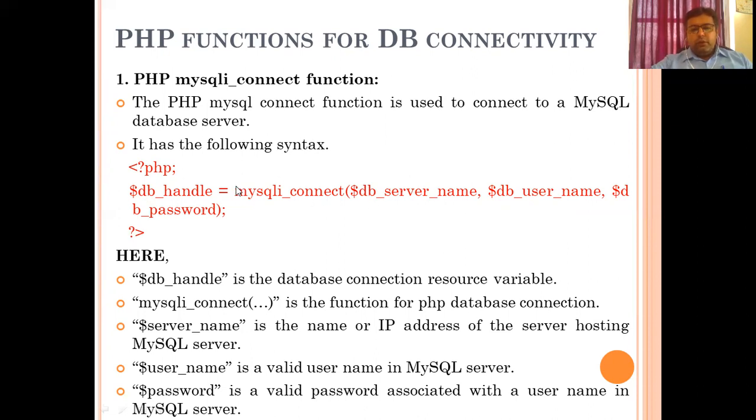Over here, first of all, you have to provide the database server name. Similarly, the database username and database password. Three things will come over here as arguments. Now, what is the meaning of each?